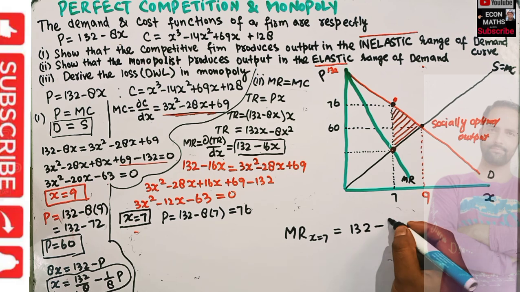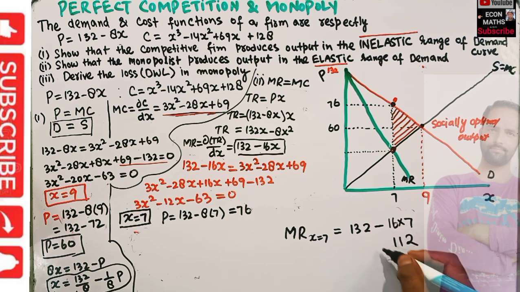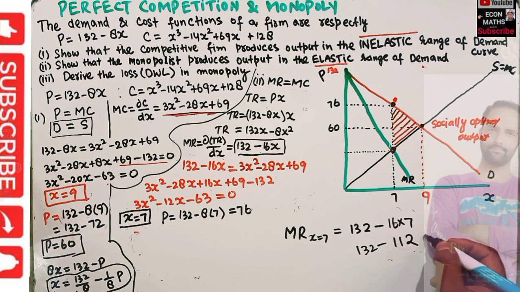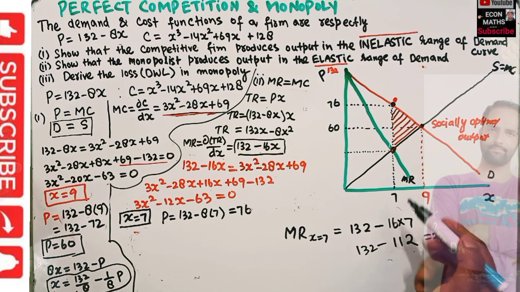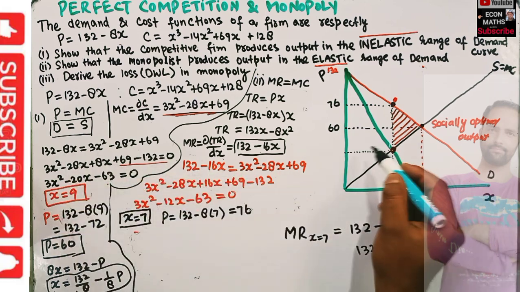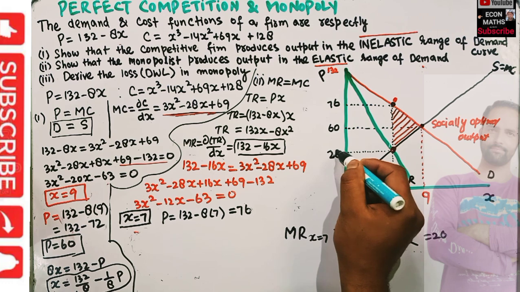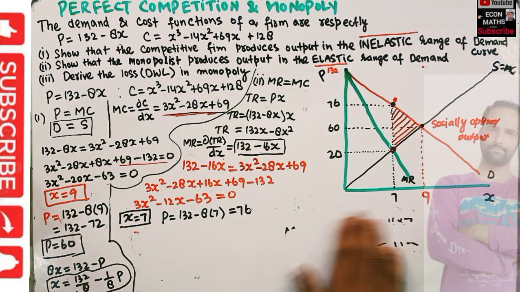minus 16 into 7. Okay, this comes out to be 7 6s are 42, 7 1s are 7, 8, 9, 10, 11, so 112. 132 minus 112 comes out to be 20. Okay, so just plug the value x equal to 7 either in the marginal revenue function or in the marginal cost function. So we put it in here, and we got 20. Now we will be able to calculate the deadweight loss.